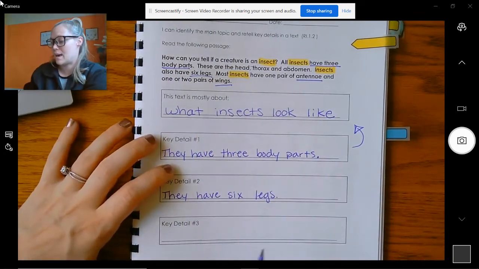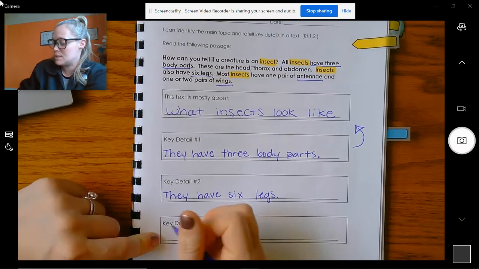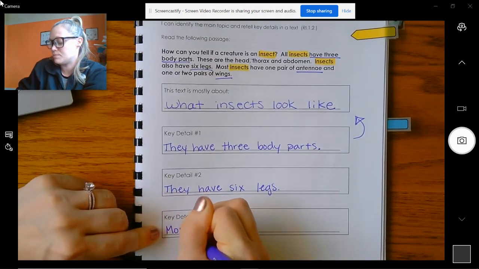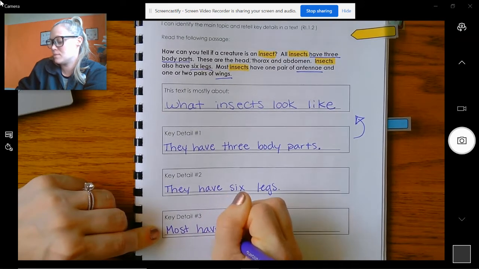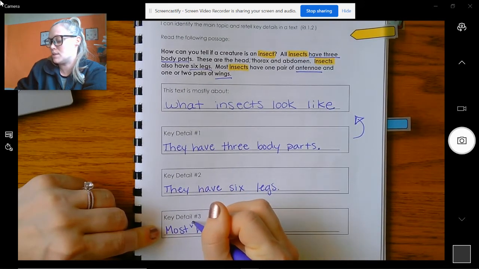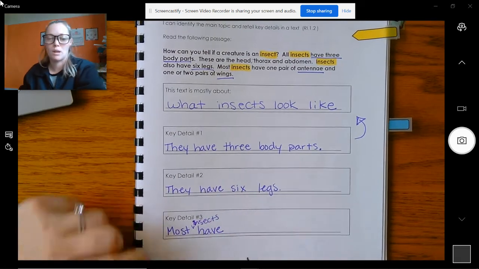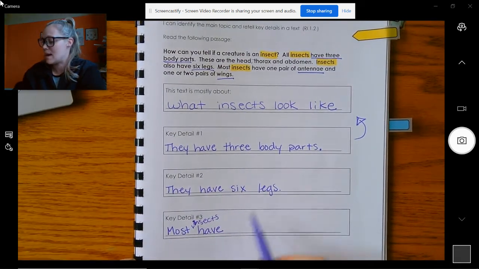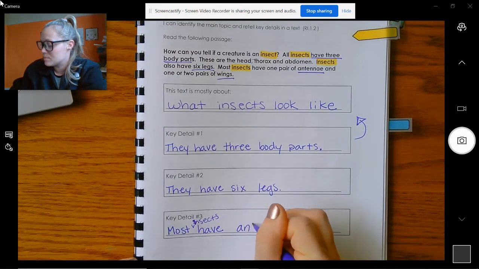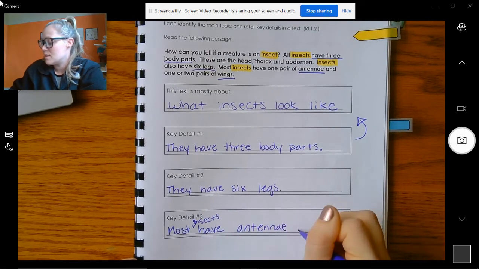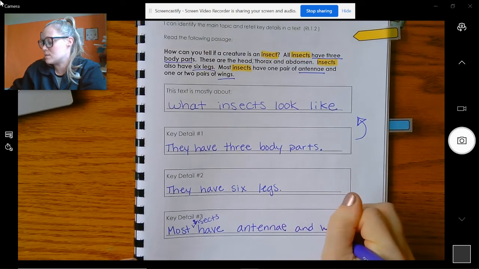Most insects have 1 pair of antennae. I'll say most, add in most insects so that you know what I'm talking about. Most insects have antennae and wings.